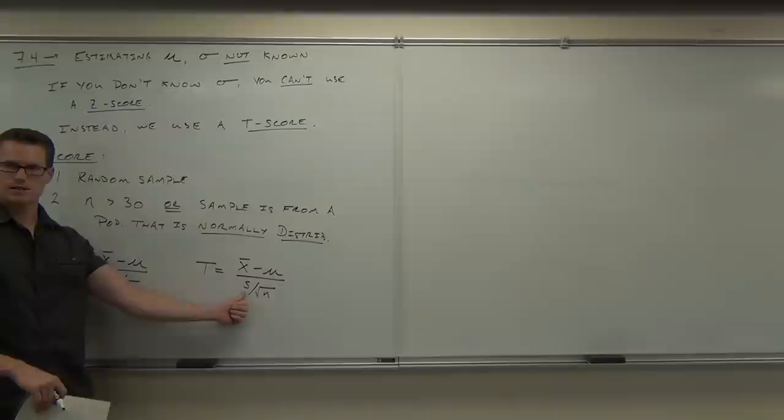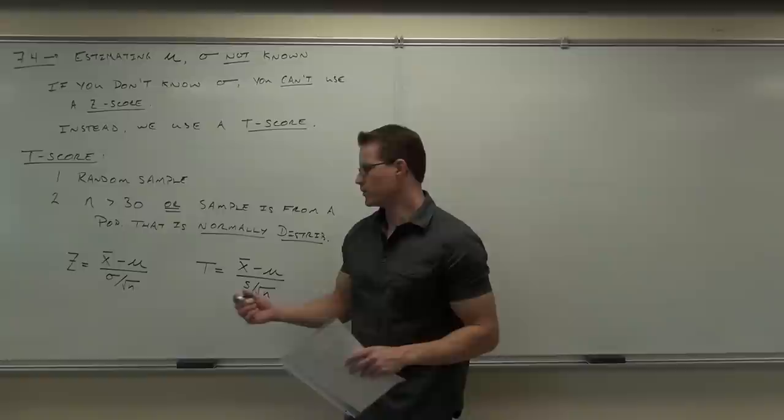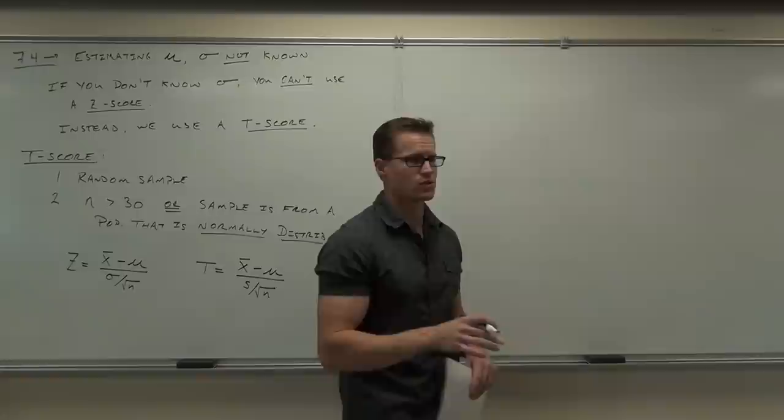Standard deviation. This one's from a population. That's from a long time ago. We haven't used that lowercase letter s in a long time. But that s stands for a sample standard deviation. So are the formulas pretty much identical? Yeah. Only this is from a sample instead of a population. That's really the only difference between a Z-score and a T-score in finding the actual value here.